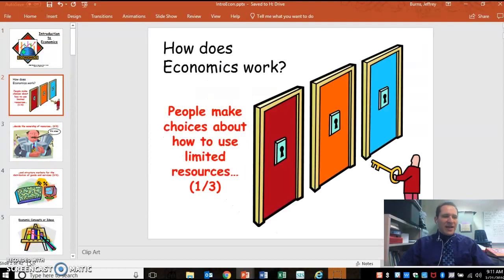You'll see there's 4 lines on the right side of your Cornell notes. You need to fit these 3 pieces of information from the 3 slides there. And remember, you can pause the video at any time. So people make choices about how to use limited resources. All the resources in the world are limited. Nothing is really unlimited that you can use as much as you need, okay?